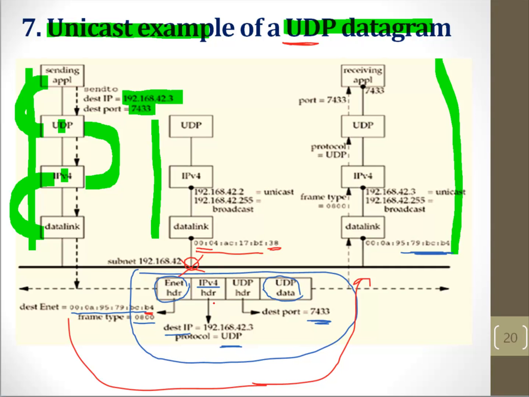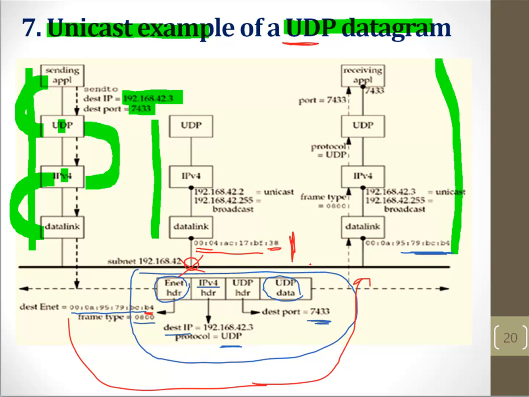Because it is UDP. Suppose, just assume there is one more host available in this place. Now the packet will reach that particular host also in the data link layer, that means in layer 2. So it will check the MAC address. If the MAC address is not matching, the frame will be dropped.